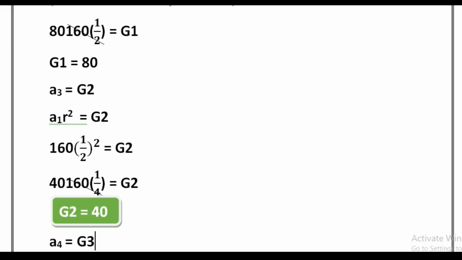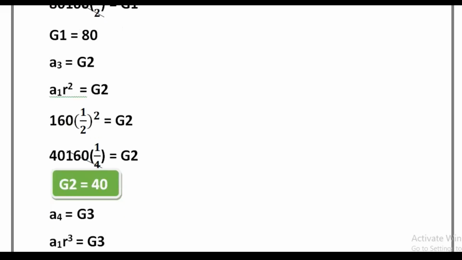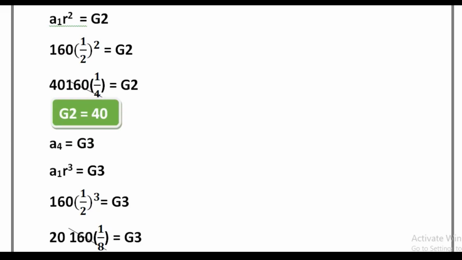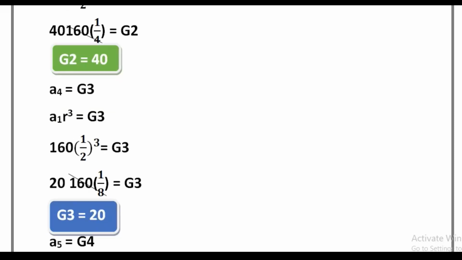Next, term A4 is equal to G3. A4 can also be written in geometric sequence, that is A1 r power 3 is equal to G3. So value of A1 is 160 into value of r is (1 divided by 2) whole power 3 is equal to G3. So 2 power 3 is equal to 8. 20 times 8 is 160, equal to G3. So value of G3 is equal to 20.